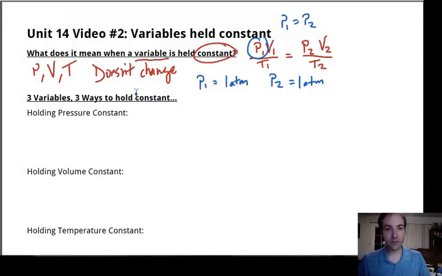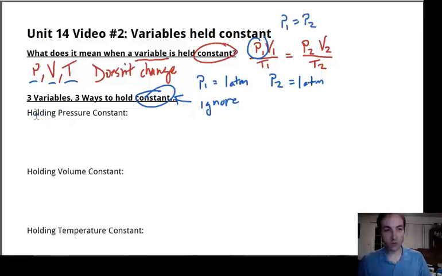So what does that mean in terms of the equation? Well, that means that whatever is held constant, you can ignore. So there are 3 different variables: pressure, volume, and temperature. And that means that we have 3 different ways to hold constant, meaning pressure could be held constant, volume could be held constant, or temperature could be held constant. And what I really want you to understand is whatever variable is constant means ignore it. Meaning essentially it disappears.